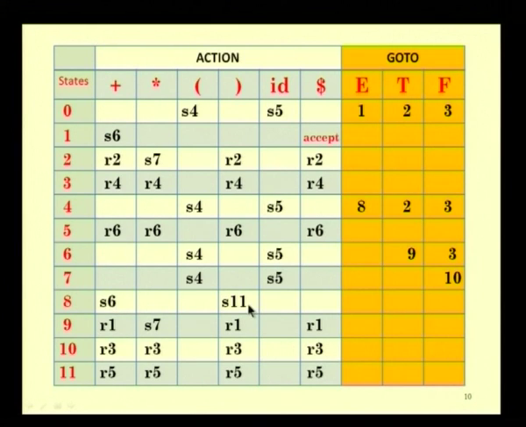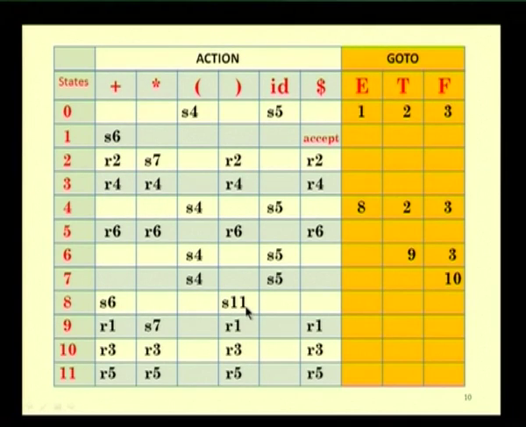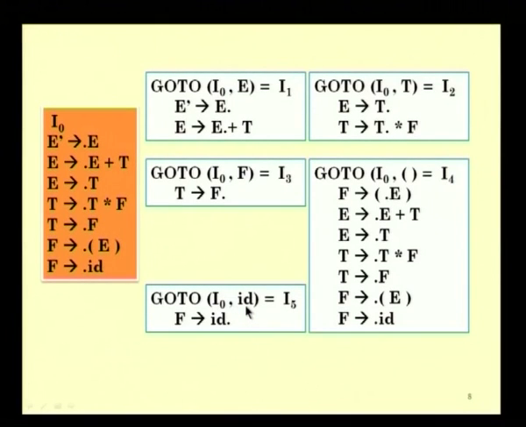So now we shall see how we are filling the reduce action. See, for the reduce action, what the algorithm says is you find out an item of the form A derives alpha dot.